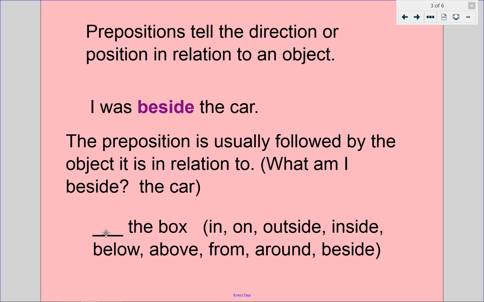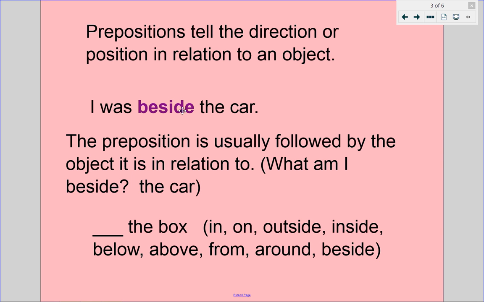I always think of the phrase blank the box: in the box, on the box, outside the box, inside the box, below the box, above the box, from the box, around the box. Beside the box. It all depends on what you are looking for. Okay, so when we're looking at prepositions, they're going to be words like these in this little thing here. Now, some of those can also be describing our verb too. So sometimes with prepositions, we might look at them and say, well, is that an adverb or is it a preposition?